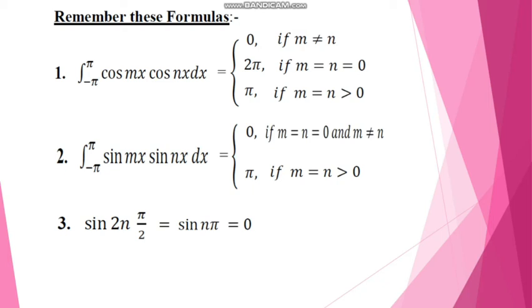Sin pi, sin 2 pi, sin 3 pi, sin 4 pi, all these are 0 valued. Coming to the next one, sin of (2n plus 1) times pi by 2, whose value is (negative 1) power n. When n is equal to 0, you have sin pi by 2, value 1, sin 3 pi by 2, sin 5 pi by 2, etc.